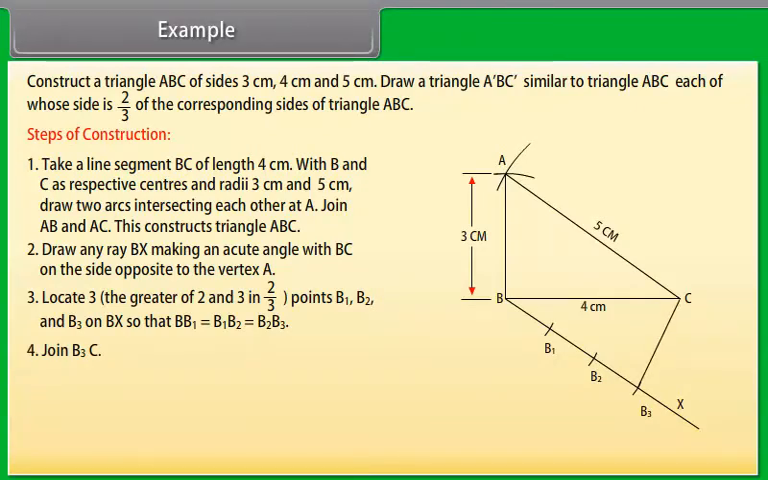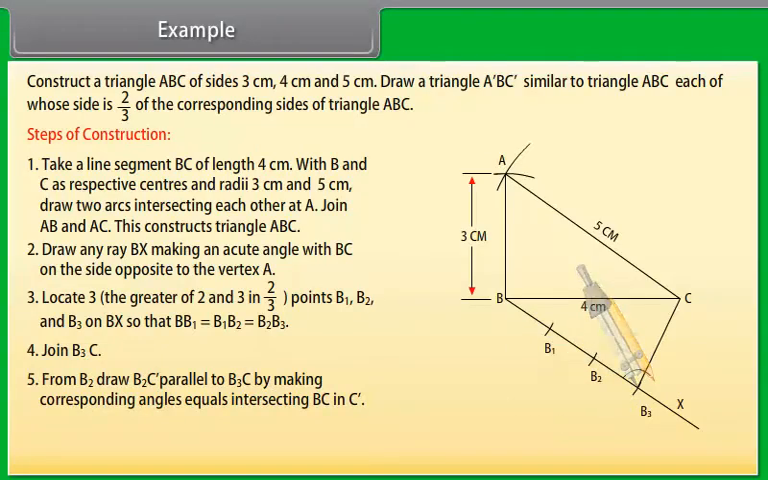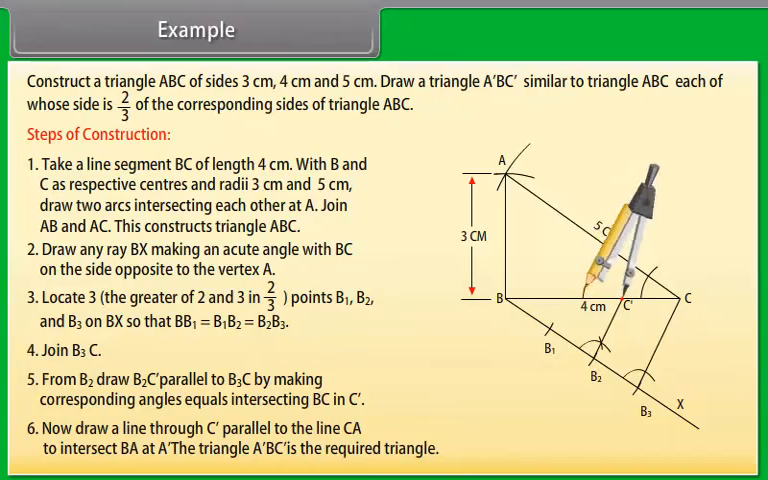Join B3C. From B2, draw B2C' parallel to B3C by making corresponding angles equal, intersecting BC in C'. Now draw a line through C' parallel to the line CA to intersect BA at A'. The triangle A'BC' is the required triangle.